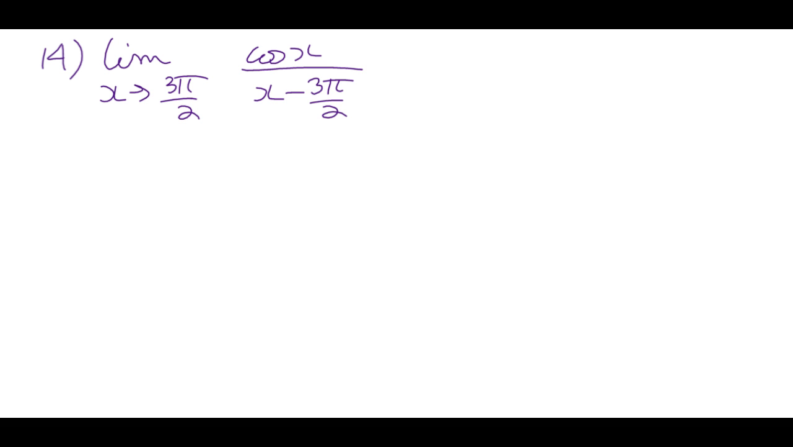Okay, so here we go. The limit as x approaches 3 pi over 2, no more 0, of the cos of x over x minus 3 pi over 2. Except the cos of 3 pi over 2 is 0, and x minus 3 pi over 2 is 0. So direct substitution yields 0 over 0, which says you can't do that, but we can do stuff. So we're going to replace the x minus 3 pi over 2 by t.